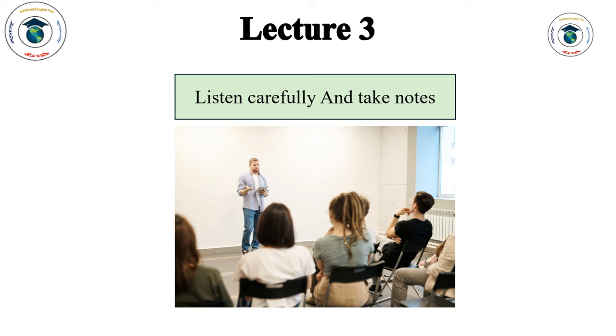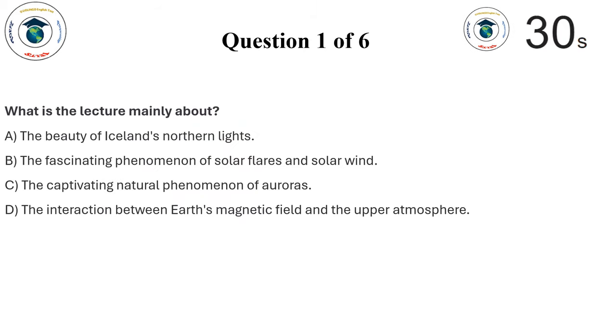The strength and direction of the solar wind, along with Earth's magnetic field's configuration, all influence the intensity, color, and shape of the auroras. What is the lecture mainly about?